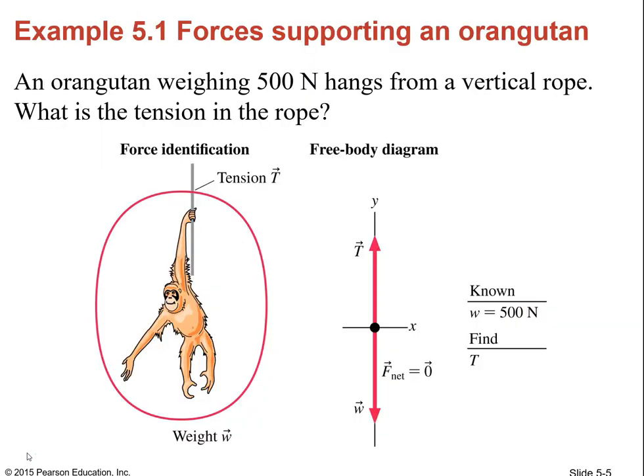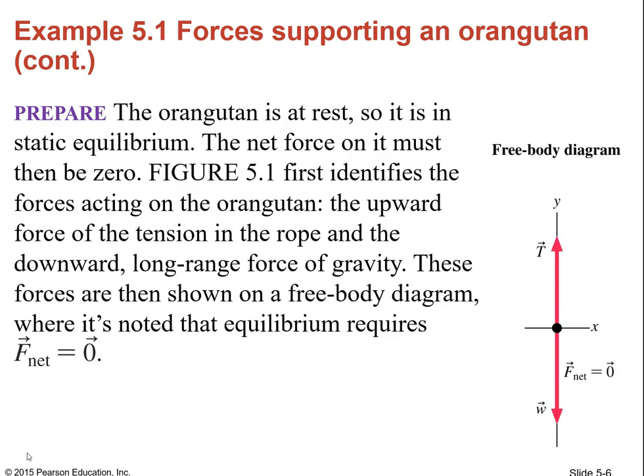So if we look at this thing, an orangutan weighing 500 newtons hangs from a vertical rope. What's the tension of the rope? Okay, so if we know the weight of the orangutan, the force tension has to balance out. So the orangutan is at rest, so it is in a state of equilibrium. The net force on it must be 0. So the tension and the weight must be equal to each other. So the net force is 0.